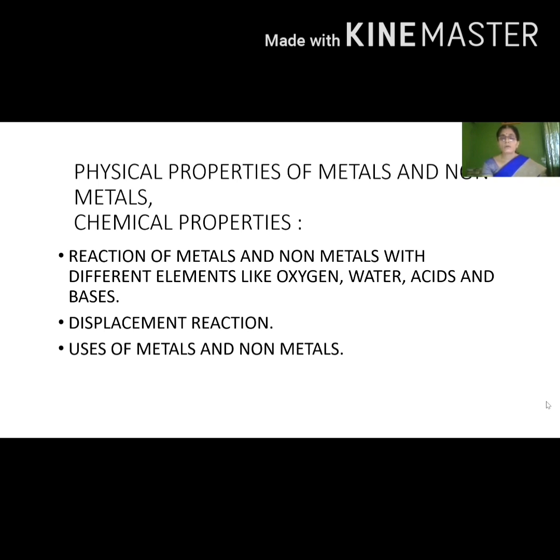So children, all the activities based on these reactions are very important. You will be having some activity based questions from these chemical reactions. So you have to learn thoroughly all the activities given in your textbook.